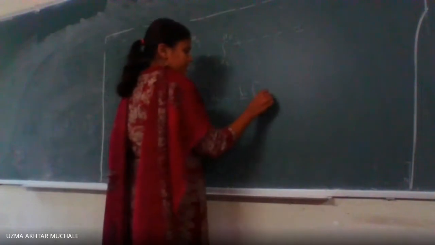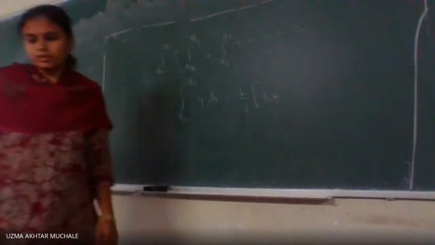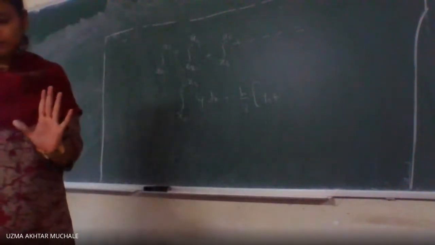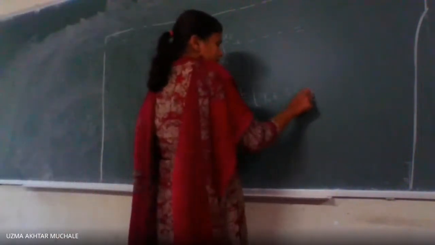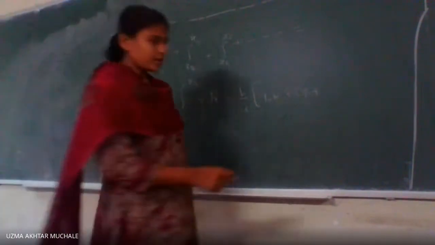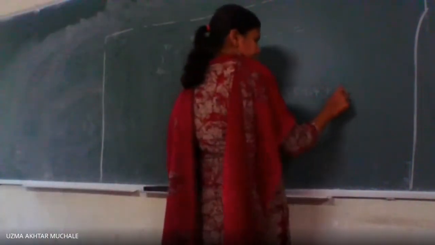What is the term remaining? y0 plus whatever the terms with 4 times. We keep the terms with 4 times: 4 times y1 plus y3, y5, up to y(n minus 1).